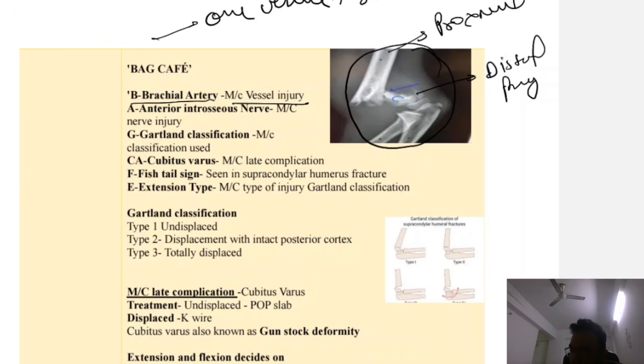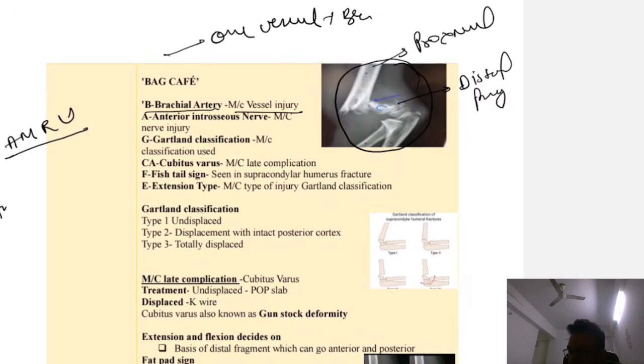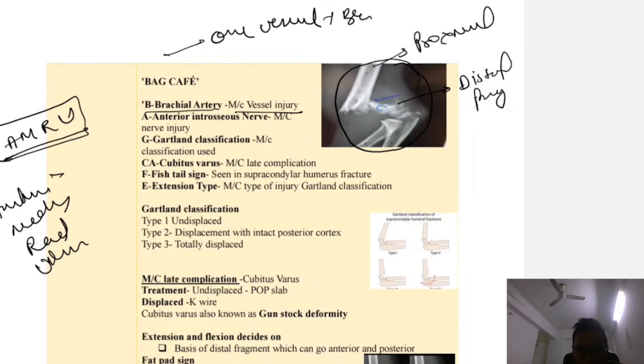Nerve. The nerve most commonly injured is the anterior interosseous nerve. Then the median nerve, then the radial nerve, then the ulnar nerve. So this is the mnemonic AMRU. The patient will present with the Clasp-Lewin sign; the patient is not able to make the O sign. So anterior interosseous nerve injury is the most common nerve injury.